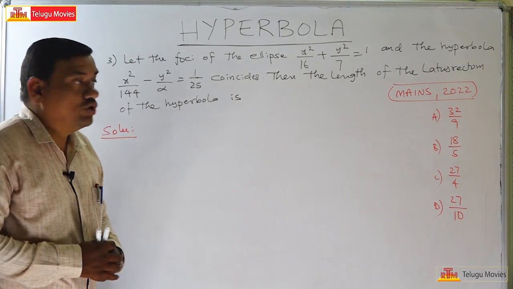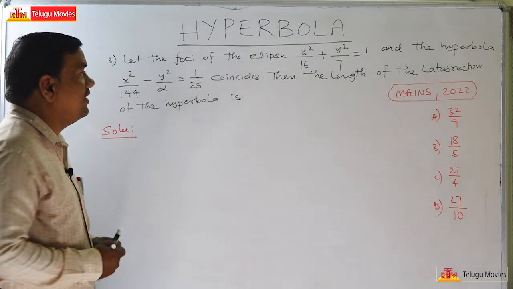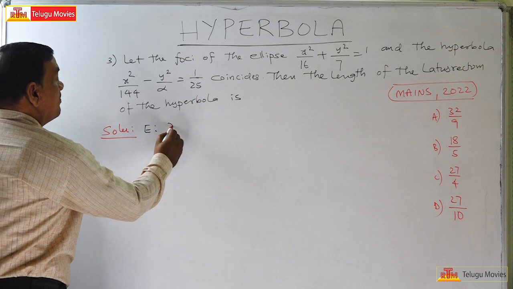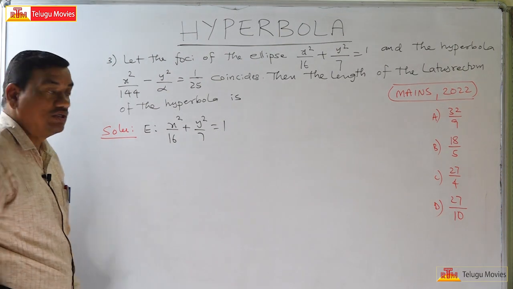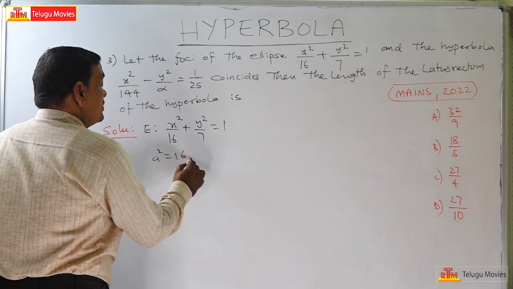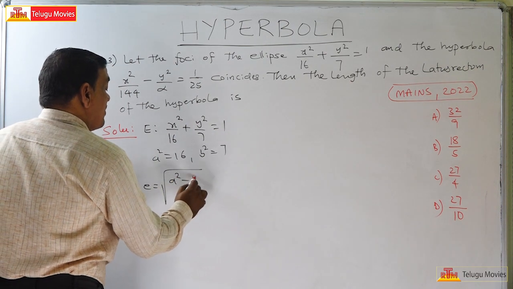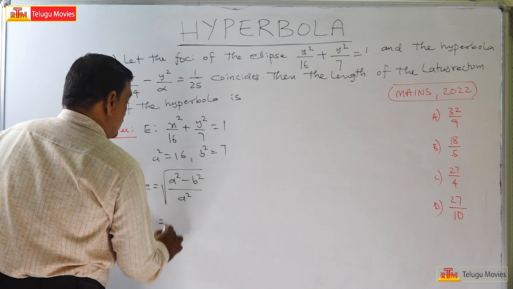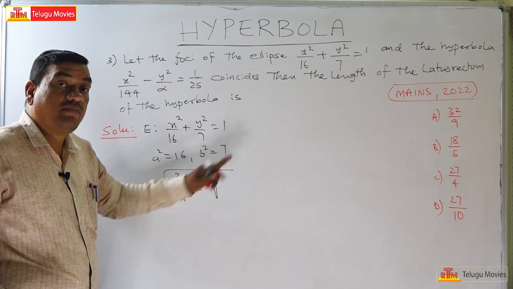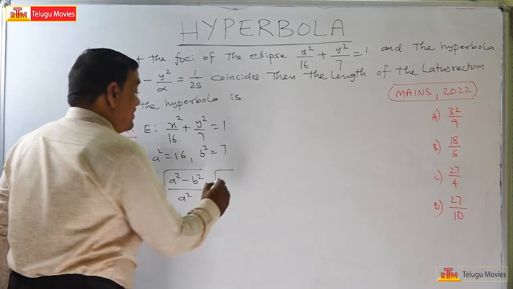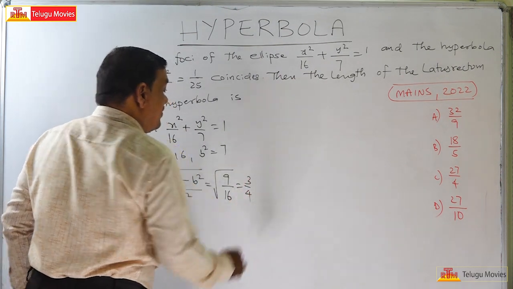Coming to the solution part, let the foci of the ellipse. First see the ellipse here. The ellipse E is given by x square by 16 plus y square by 7 is equal to 1. Here a square is equal to 16, b square is equal to 7. Eccentricity is given by root of a square minus b square by a square. So this implies root of 16 minus 7, that is 9, by a square value 16, this is equal to 3 by 4.